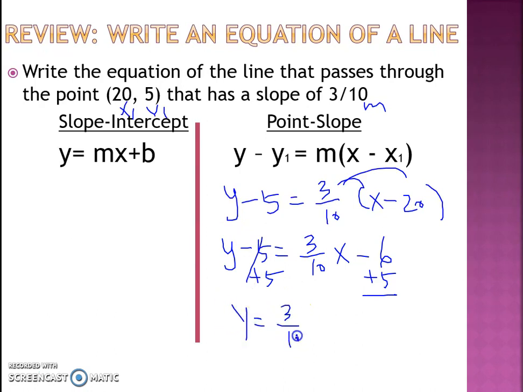3 over 10x minus 1. So your slope-intercept form is y equals 3 over 10x minus 1. 3 over 10 is your slope, negative 1 is your y-intercept.